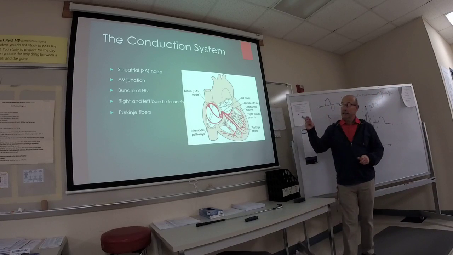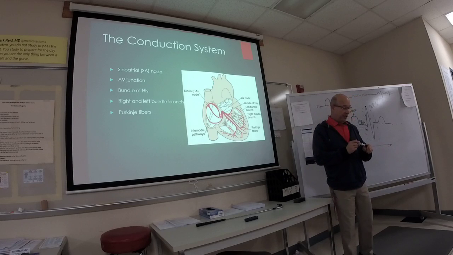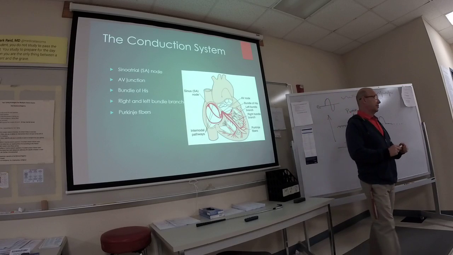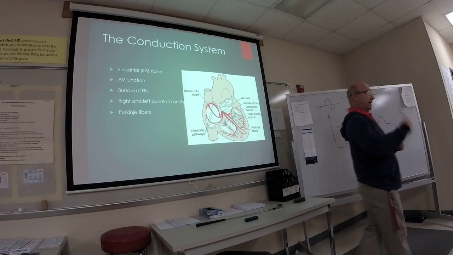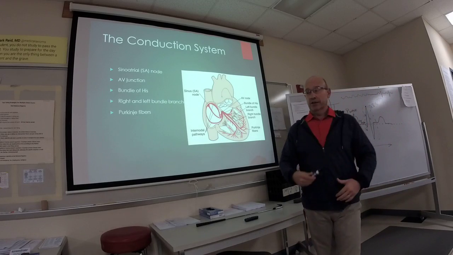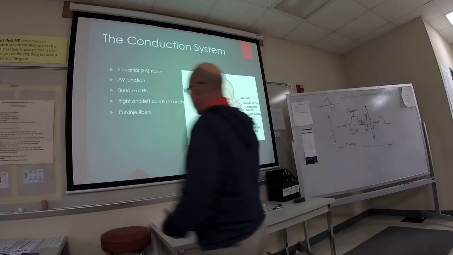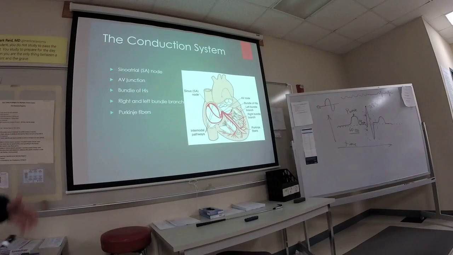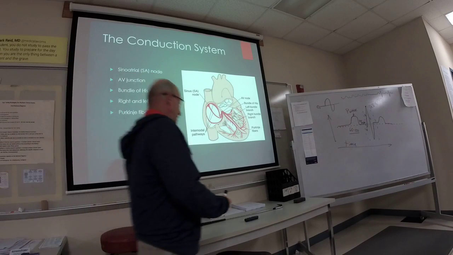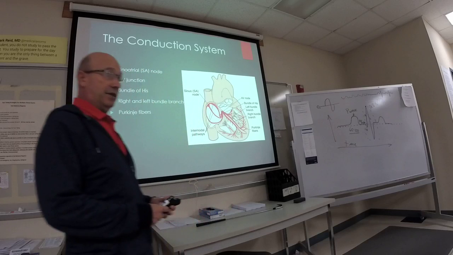So the SA node is also known as the primary pacemaker of the heart. It sets the primary pace of the heart. And if everything works correctly, it's a very regular rate that fires, or depolarizes, at 60 to 100 times per minute, depending on what kind of activity we're having, okay?